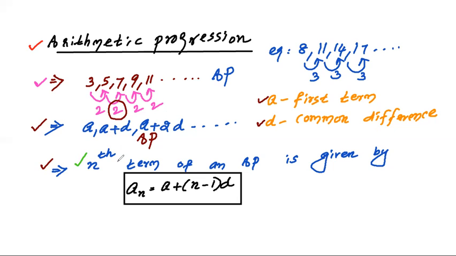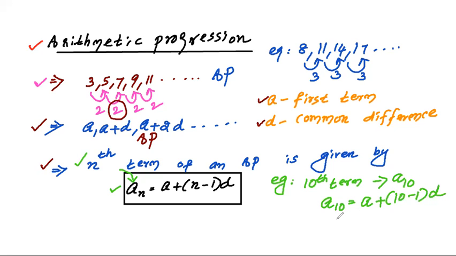That formula is used to find the nth term of an AP. The nth term of an AP is given by a_n, which is equal to a plus n minus 1 into d. For example, if you want to find the 10th term, it can be denoted by a10. So a10 can be evaluated by using the formula a plus 10 minus 1 into d. That is, a10 is equal to a plus 9d.